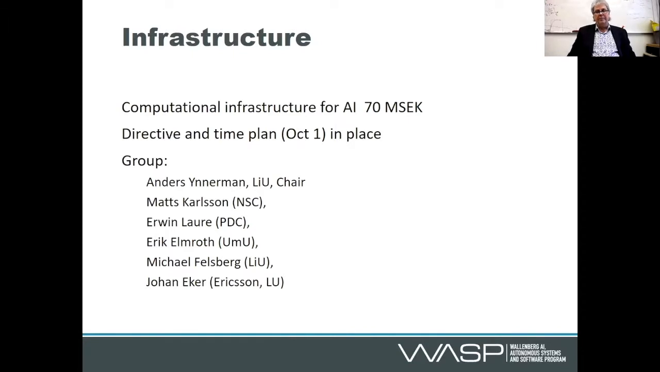Then there is also money in WASP earmarked for building up computational infrastructure for machine learning in particular, 70 million. And the idea is that this will go to what's called SNIC, the Swedish National Infrastructure.